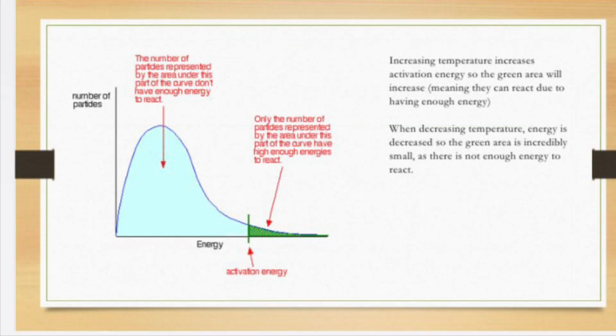This graph is great to show collision theory. On the y-axis is the number of particles, and the x-axis is the energy. The blue area is the number of particles represented by the area under this part of the curve, and they don't have enough energy to react. Then the green area is the part of the curve where there is enough energy to react, and the green line is the activation energy. Increasing the temperature increases the energy, so the green area will increase, meaning more particles can react because they have enough energy. When decreasing temperature, energy is decreased, so the green area is incredibly small because there's not enough energy to react.